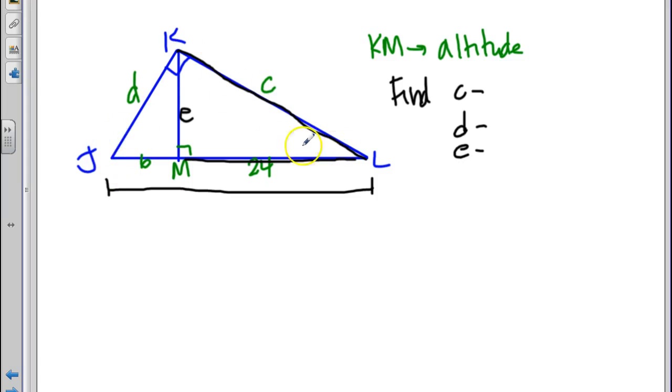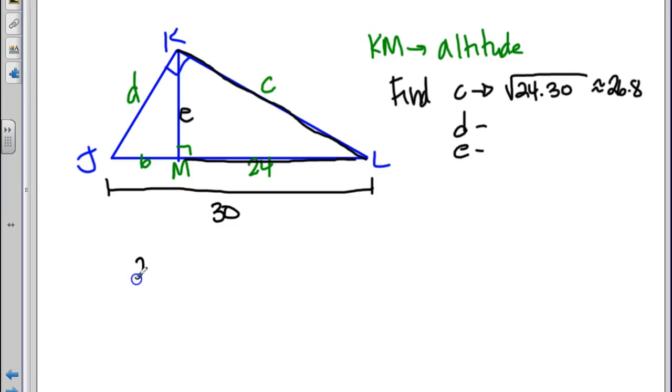All right, so talking about the big triangle, JL is the hypotenuse of the big triangle. C is a leg, D is a leg. So this whole thing is 30 because 6 plus 24 is 30. So C is the square root of 24 times 30. The square root of 24 times 30, if you pop that on your calculator, is about 26.8.